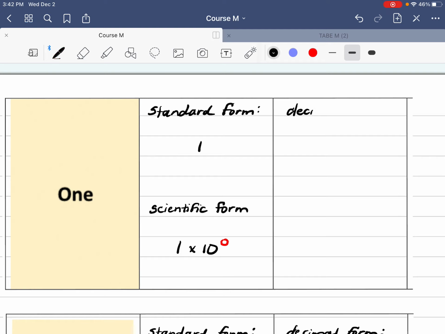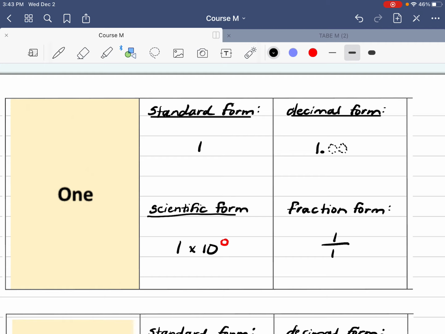Decimal form. I want you to picture money on this one. If I tell you that I have $1, is that not the same as this? $1 with no cents. So there's decimal form. Fraction form is standard with a denominator of 1, and that's equal to 1. So we haven't changed the value in any of our forms.